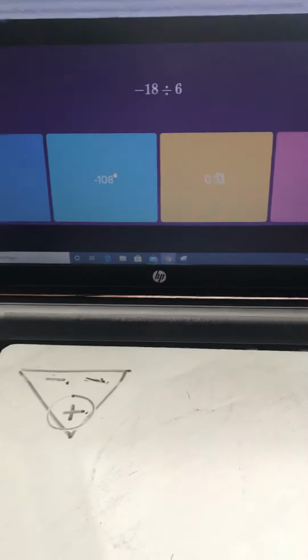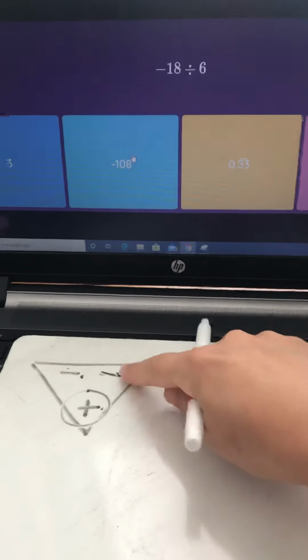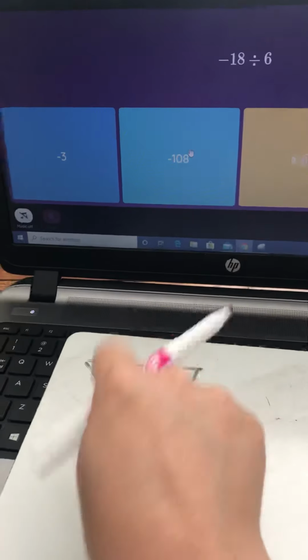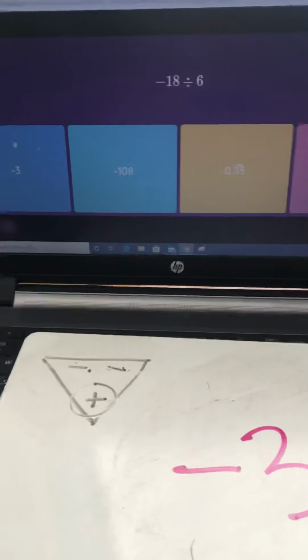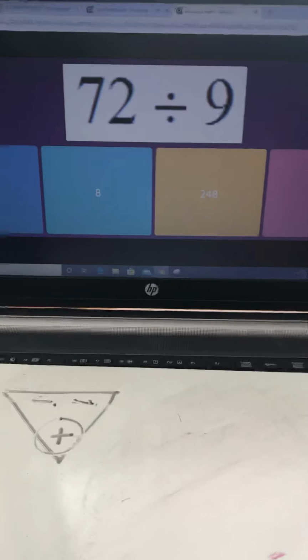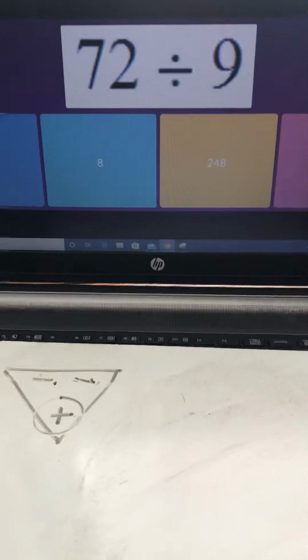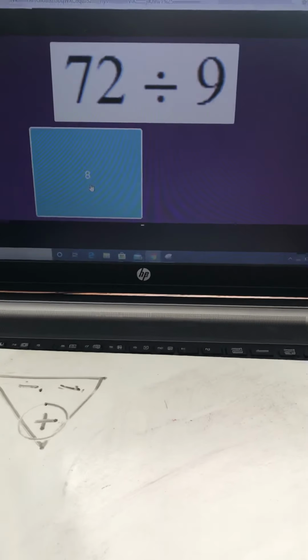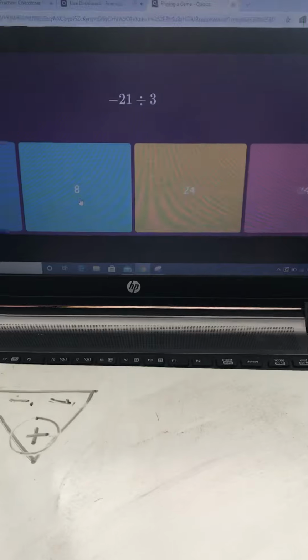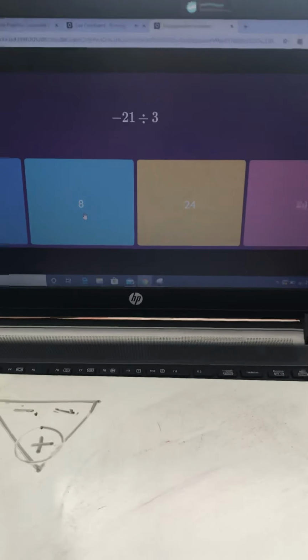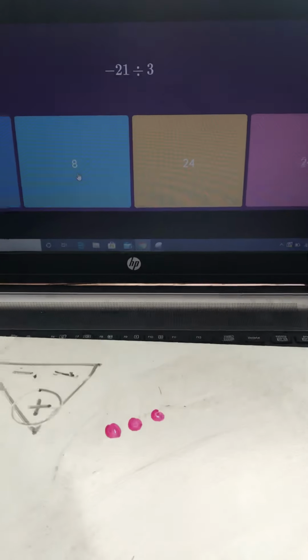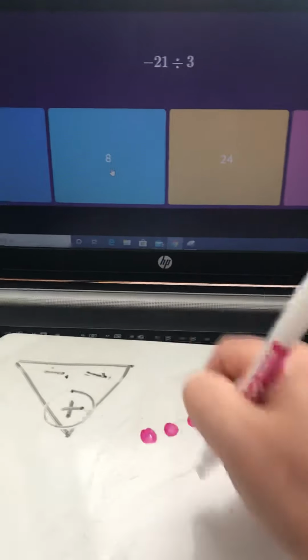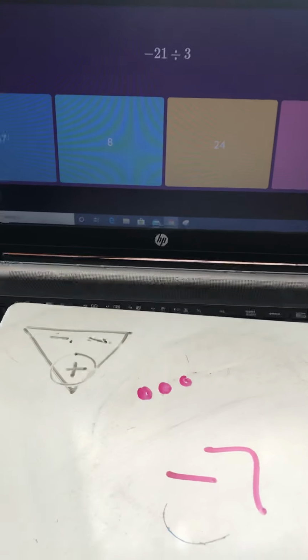Here we have negative 18 divided by 6. We can double check here. If I have a negative divided by a positive, I'm going to get a negative as my answer. And 18 divided by 6 is 3, so negative 3 is my quotient. Here we have 72 divided by 9, all positive numbers, and this is just a quick math fact that you know, which is 8. Here we have negative 21 divided by 3. So we would have 21 of these red algebra tiles, put them in groups of 3. That would leave us with all red, or a negative 7 in each group.